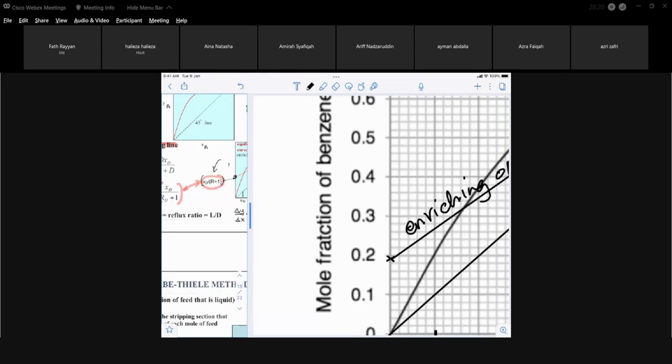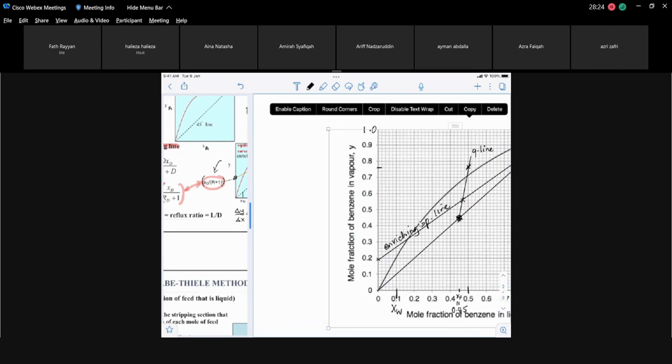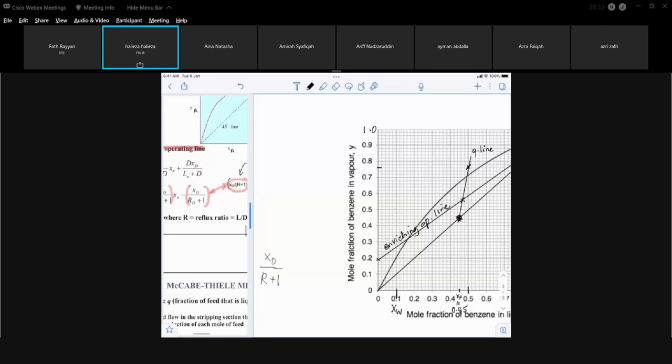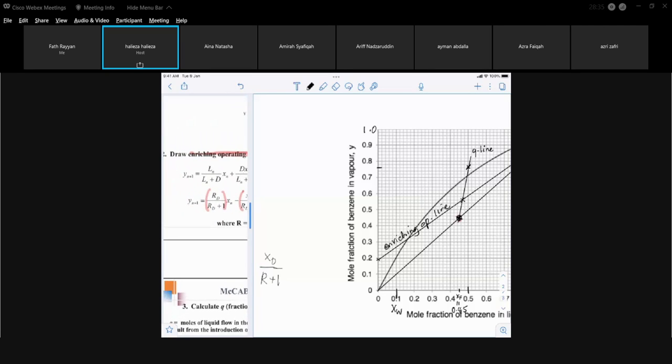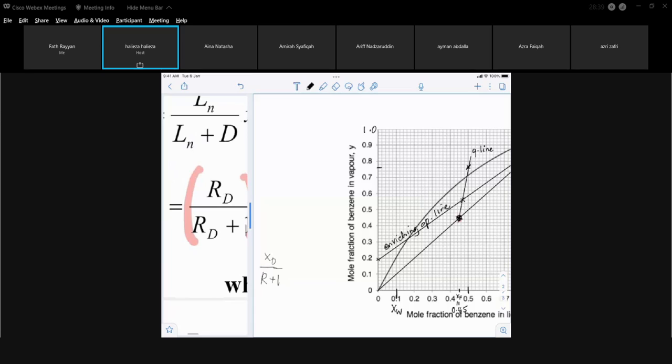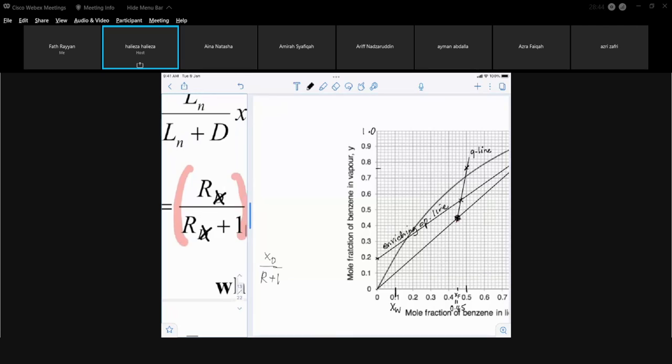Substitute it inside the equation, the y-intercept is going to be xD over R plus 1, where R is the reflux ratio. According to this equation, there is RD there. If you look at this equation, there's subscript D. Ignore that subscript D, don't worry about that subscript D there.